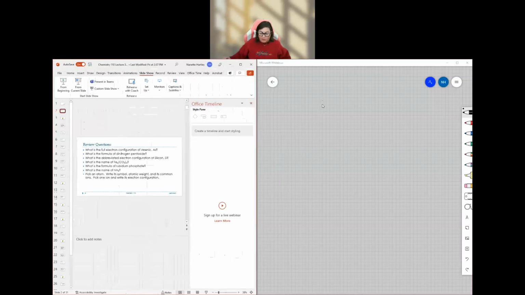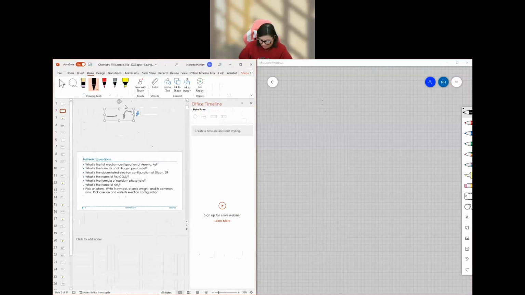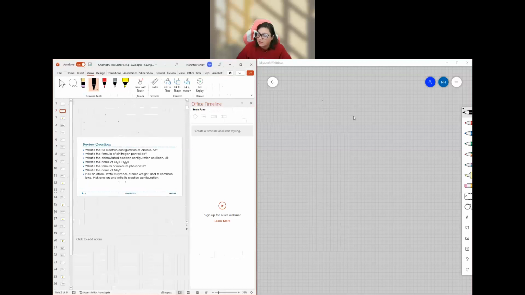Full electron configuration of arsenic. Well, if I look at my periodic table, which I have in front of me here, I see that arsenic is number 33. We're in the 4th row. So that means that I have a configuration that starts with argon. And it did ask for the full electron configuration.